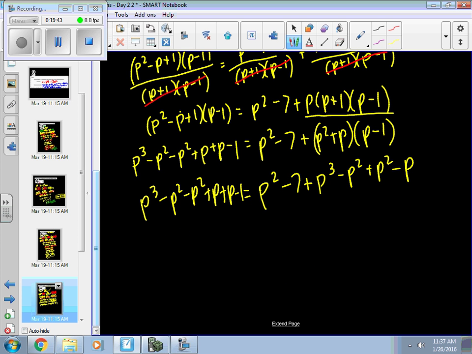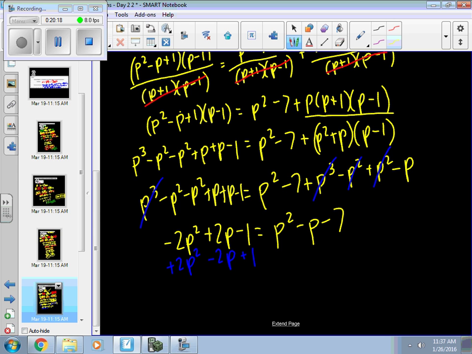So just looking at this one, I see there's a p cubed on both sides, so that would cancel out. These p minus p squared and plus p squared, that would cancel out. I don't think anything else cancels, so now we want to combine like terms here. You got negative 2p squared plus 2p minus 1 equals p squared minus p minus 7 on this side. Since nothing else cancels out, we want to get everything on the same side, get it equal to 0. I'm going to add 2p squared here, minus 2p, and add 1 to both sides here. And we'll see what we get.